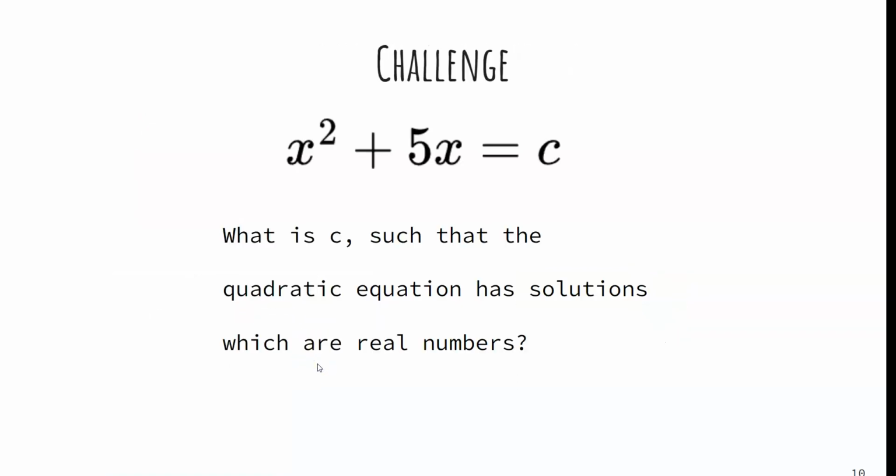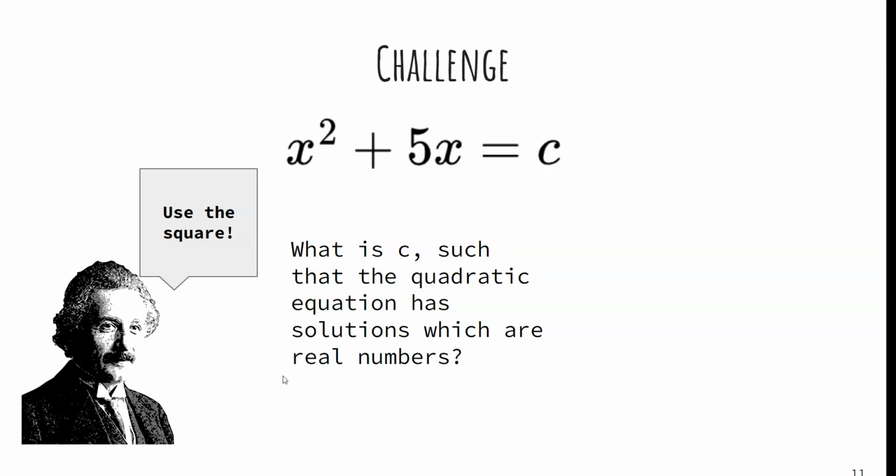So here's a challenge. Let's suppose you have an equation x squared plus 5x equals c. What would c be such that the quadratic equation has solutions that are real numbers? So how can we solve this challenge? Well, we could guess a bunch of things. We could also be logical. And actually, we have a hint from Einstein that appeared out of nowhere. It says use the square. So let's try using the square method.